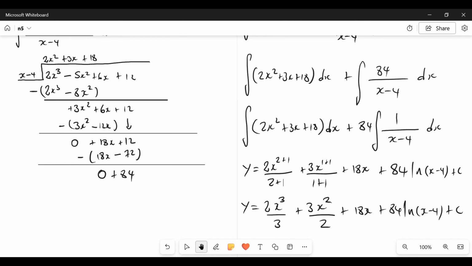So here, guys, is our final answer. I know this can be challenging for most people because of the long division method, but all in all, this was straightforward for those who managed to do the long division method.